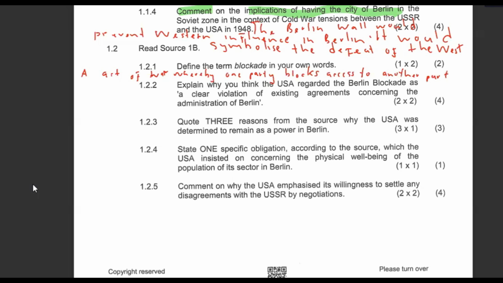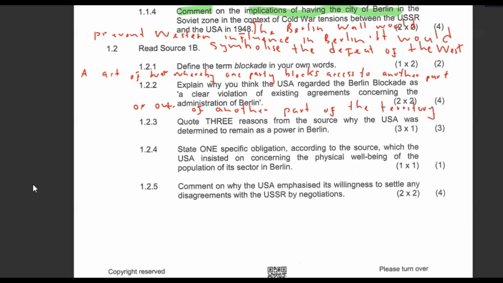Or you can say, or out of another part of the country. You can say the country or territory.